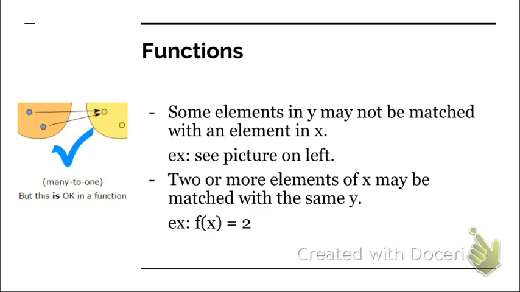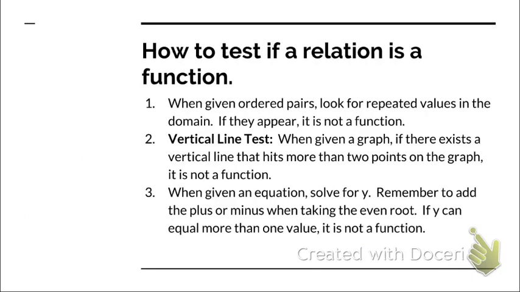Alright. And then, how to test if something is a function. If you're given ordered pairs, look for repeated values in the domain. So look for repeated x values. If they appear, then it's not a function. So if you have a set of ordered pairs and there's an x value that comes up more than once, the same one, not a function.